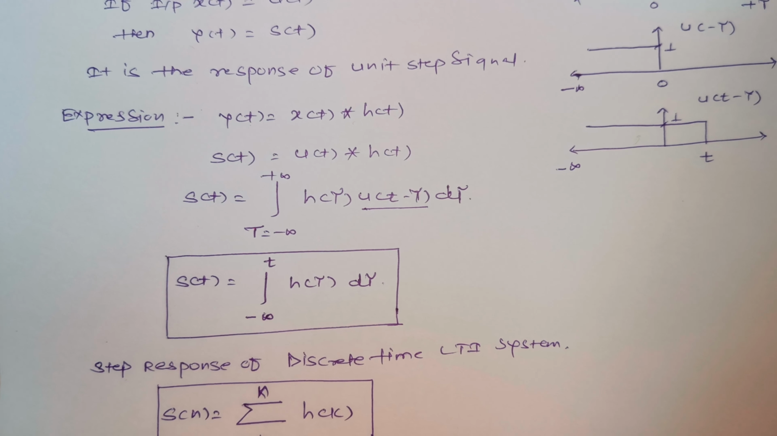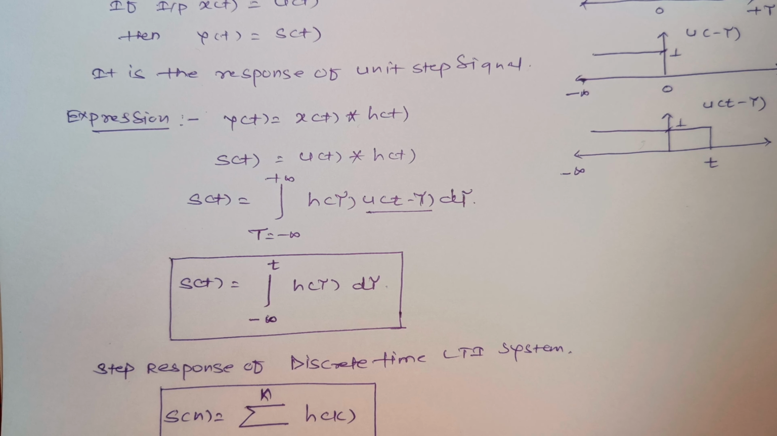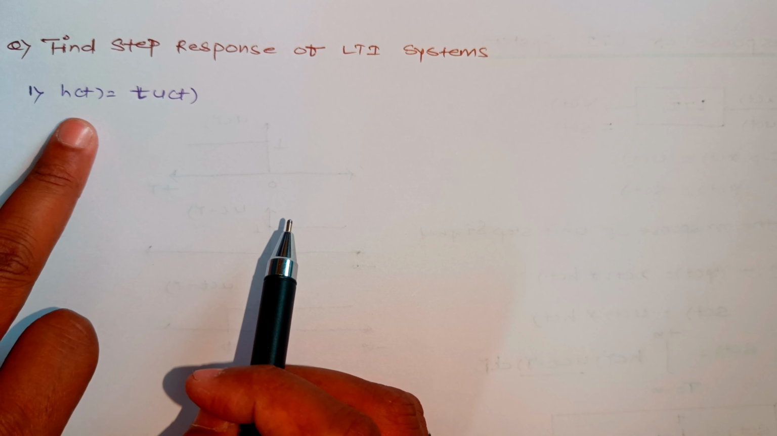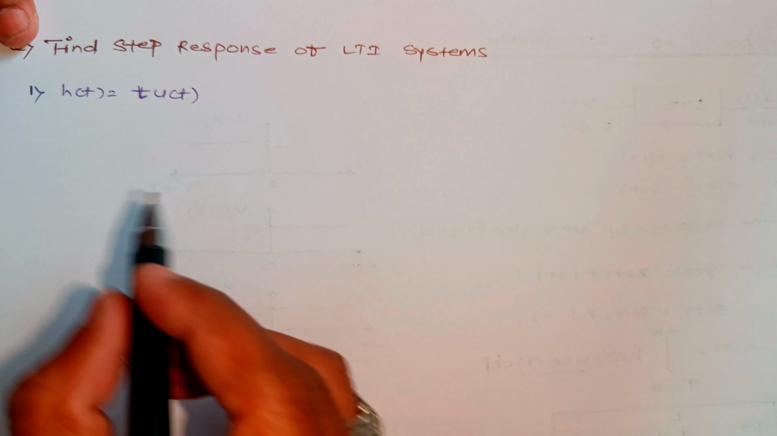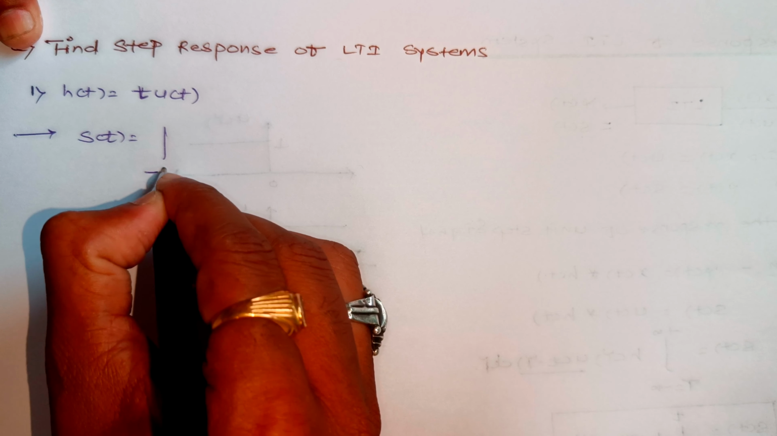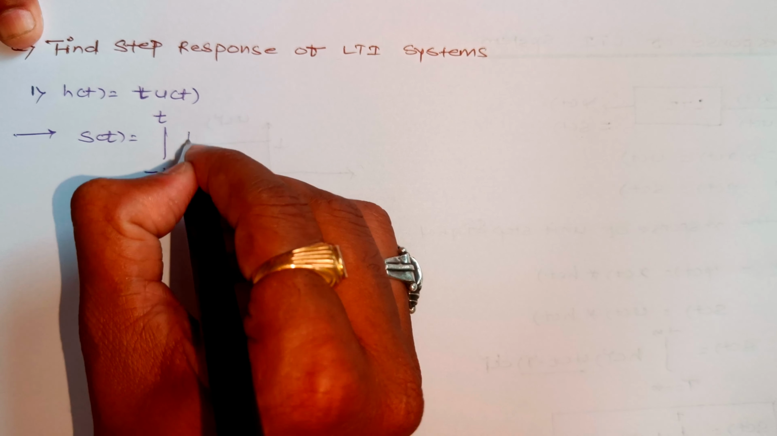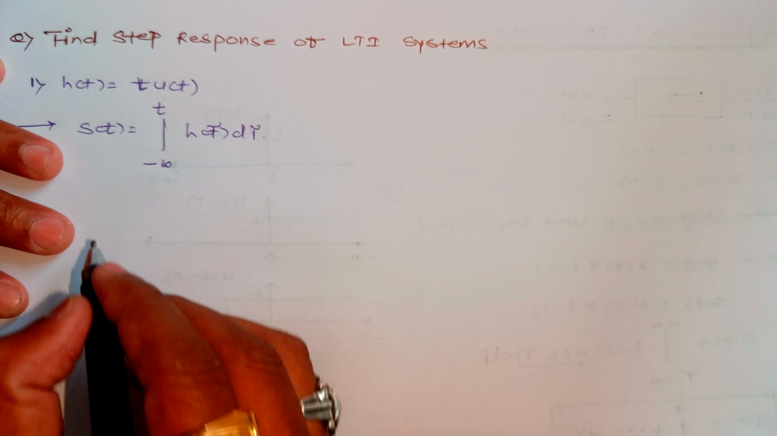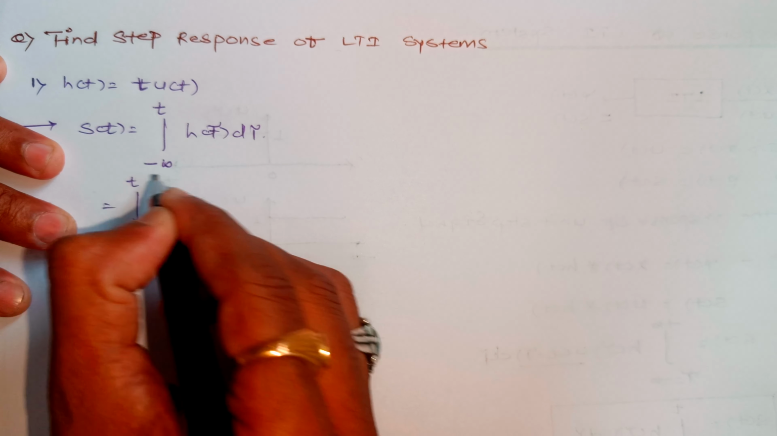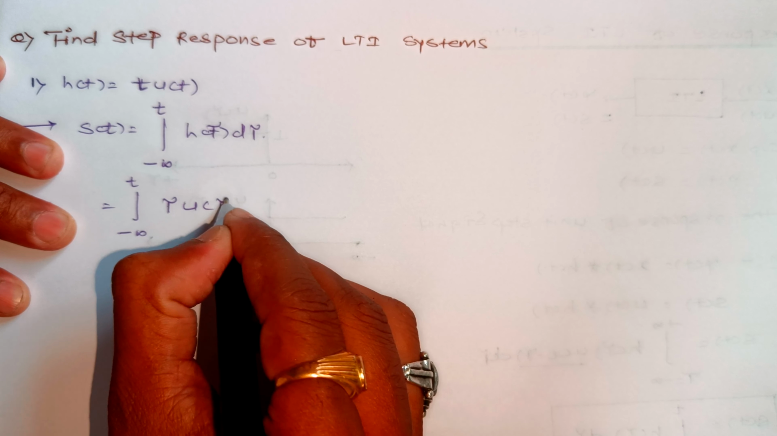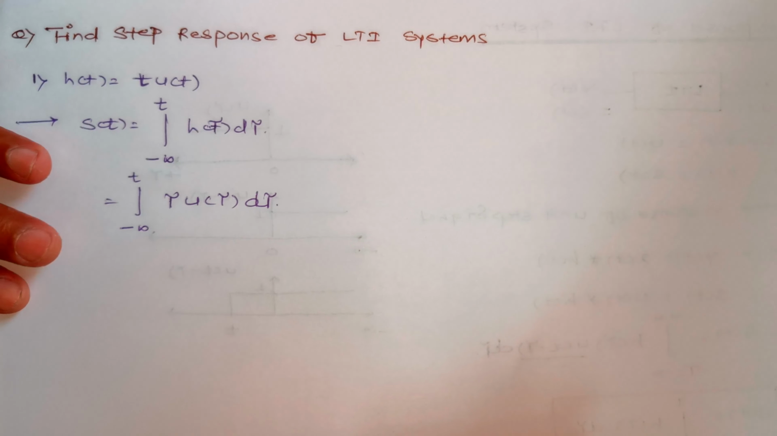Now let us see examples on finding the step response. So the first question is h of t given as t into u of t. So let's write the formula. s of t will be integral from minus infinity to t of h of tau d tau. So now we will put the value: t into u of t, so this will be tau into u of tau d tau.